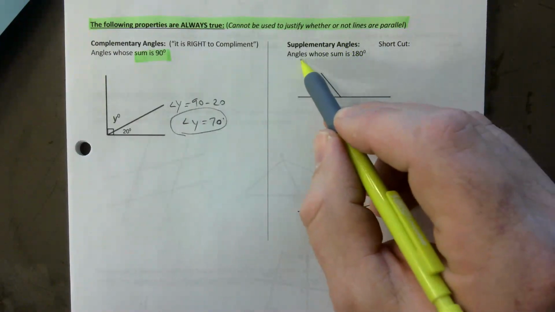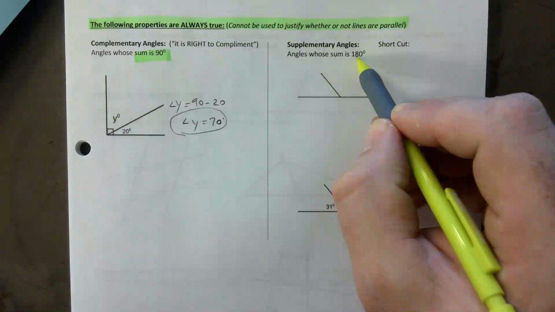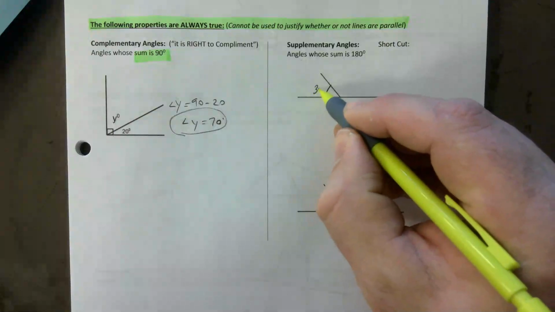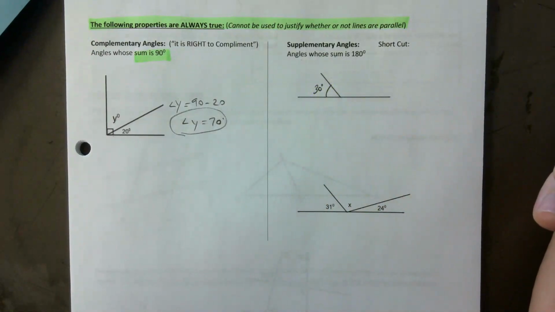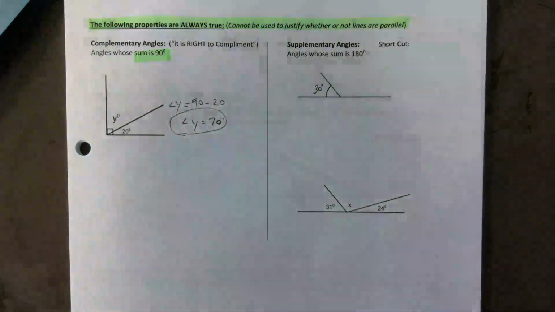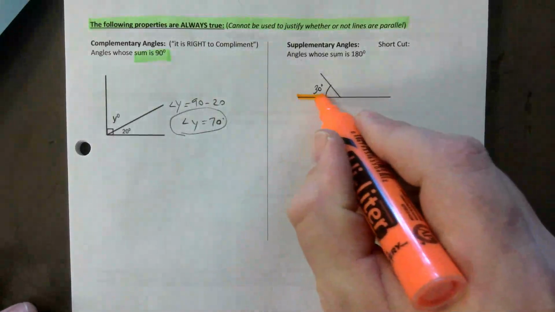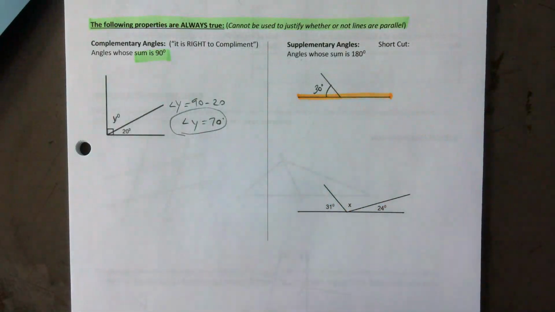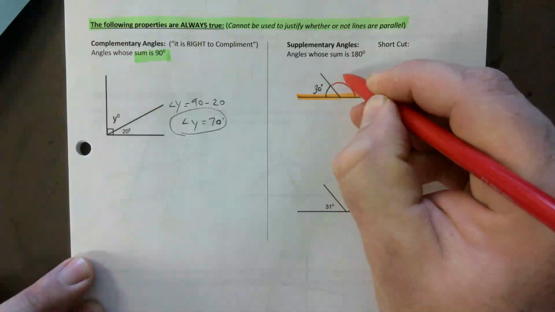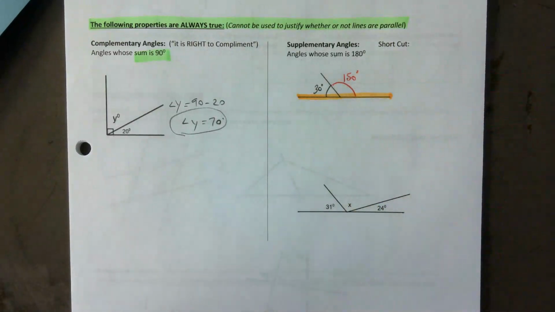Supplementary angles, angles whose sum is 180 degrees. Let's say this is 30. If that's 30, but remember there's always a straight angle, you see the straight line right here? So I know this is going to turn into a 180 if I just took the other side of this. This is 150 degrees. So combined, you get your 180.